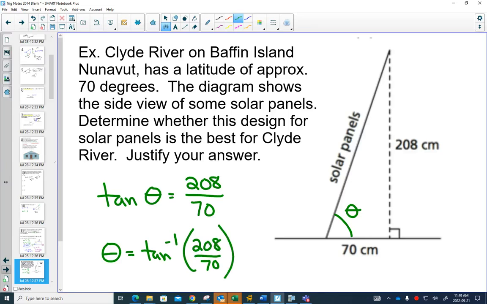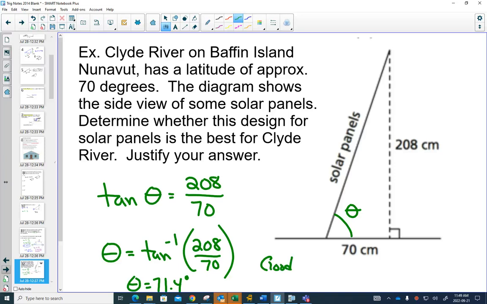$208 divided by 70, so I go to my calculator. 71.4 degrees. What do you think? Good design? Bad design? Would you say 71.4 is close to 70? Yeah.